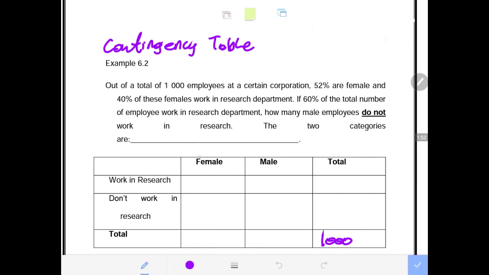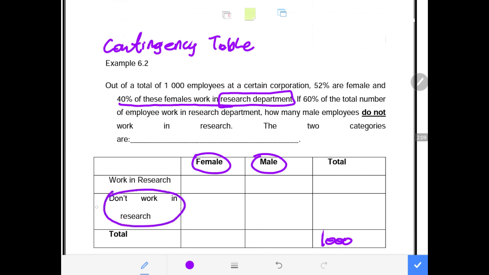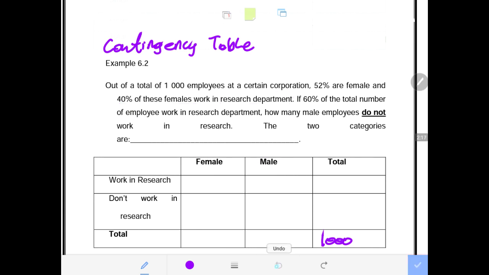That means they are female employees and they are male employees. And it says 40% of these females work in the research department. That means there are those who work in the research department and there are those who do not work in the research department. So now you can see we always have to identify the other unknown variable or the other unknown category, because if we do have females, then obviously there will also be males which were not really disclosed.